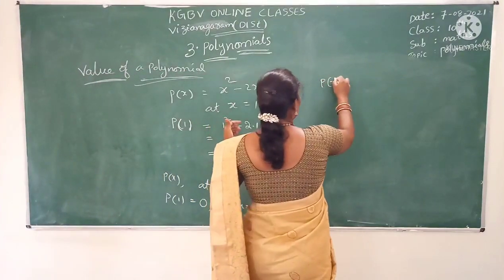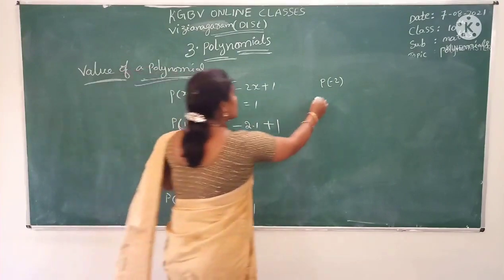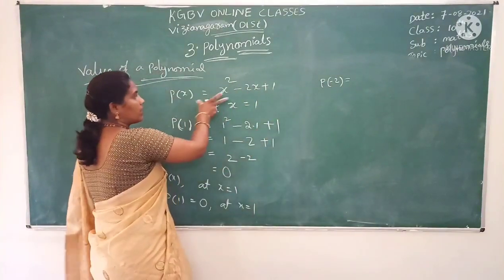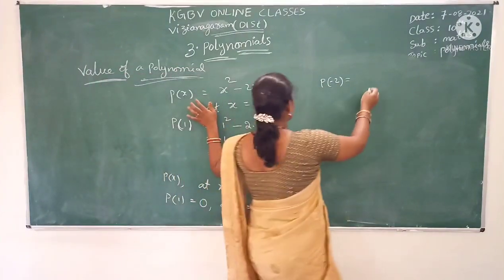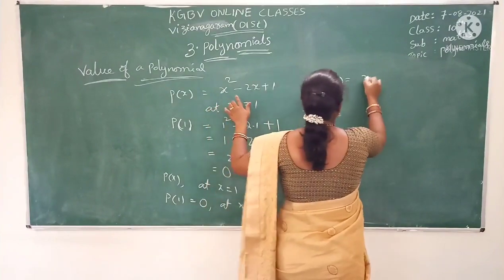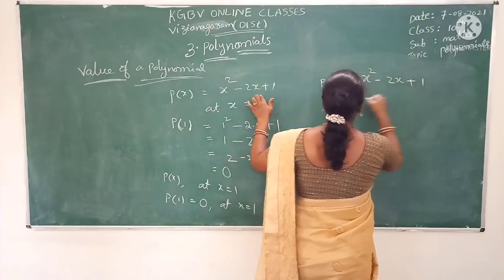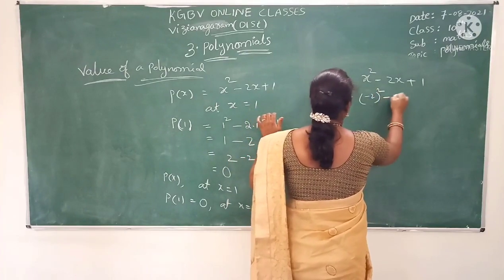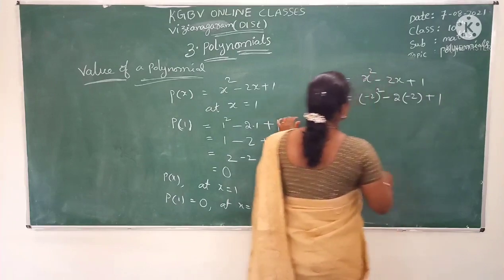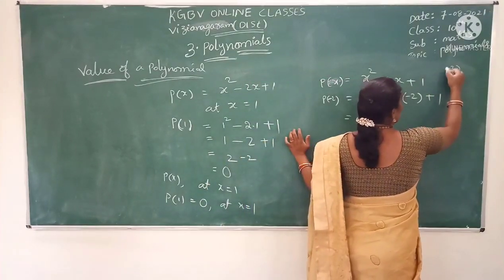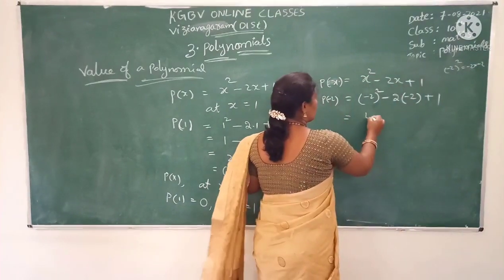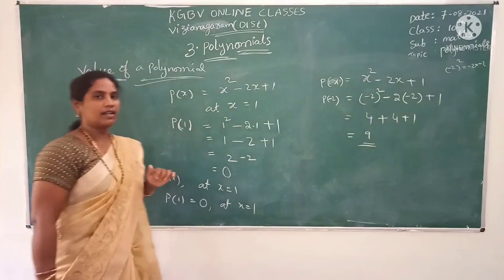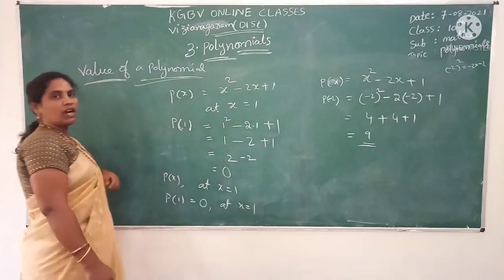Next we calculate P of minus 2. We substitute minus 2 in place of x in x square minus 2x plus 1. P of minus 2 is equal to minus 2 whole square minus 2 into minus 2 plus 1. Minus 2 whole square is minus 2 into minus 2, that is 4. Minus into minus is plus, so 4 plus 4 plus 1. The value is 9. So we can calculate any value of the polynomial.